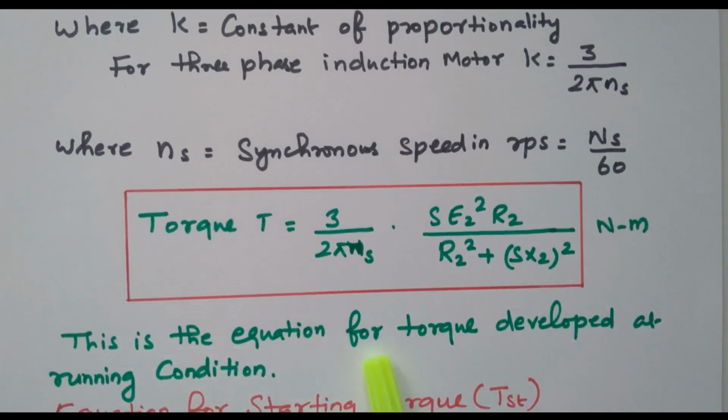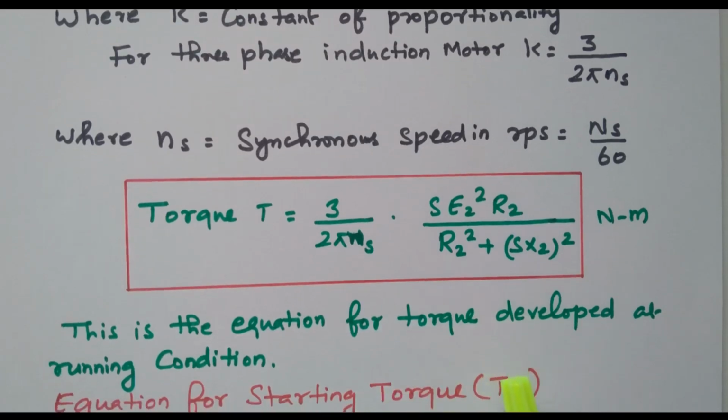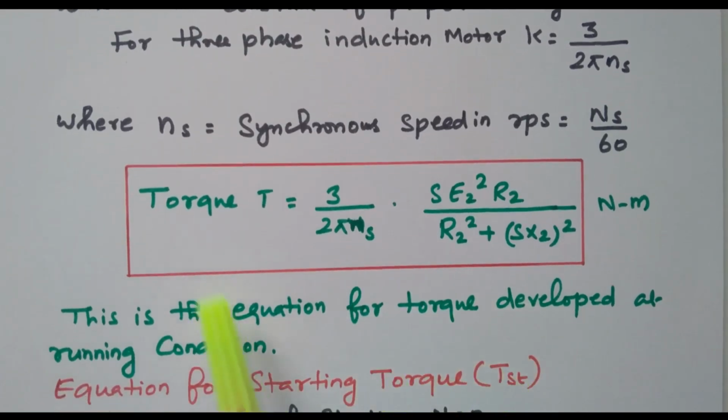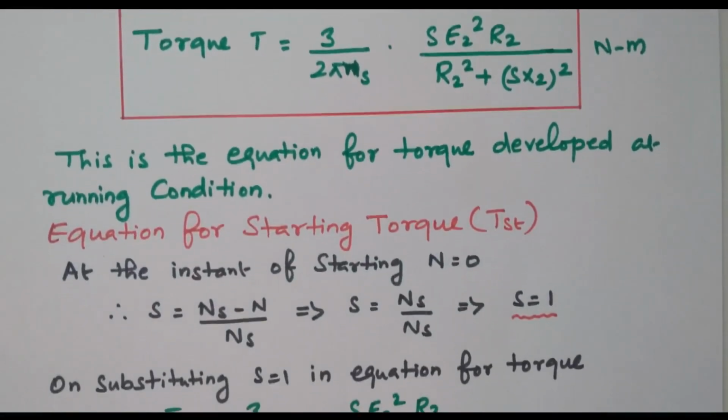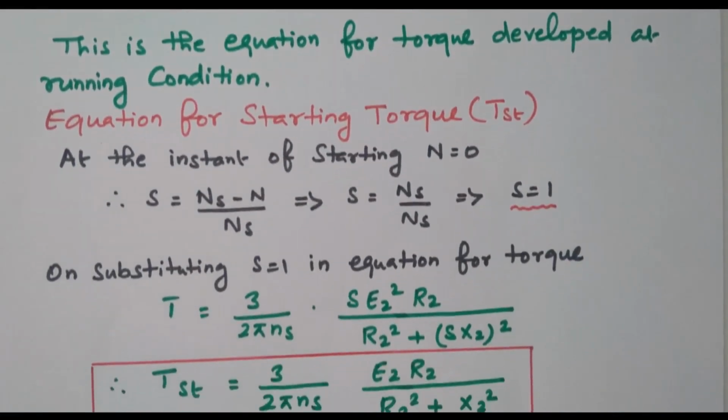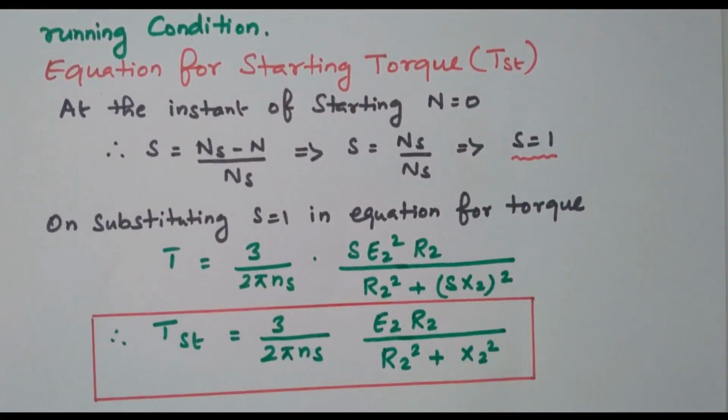So this is the equation for torque developed under the running condition. Now we got the expression for torque. Now we'll go to the equation for the starting torque. This is the normal torque under the running condition. So at the starting torque, we will analyze now what is the starting torque of the induction motor.